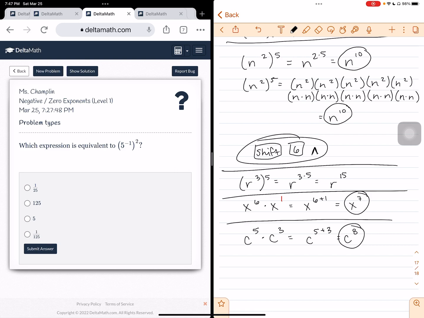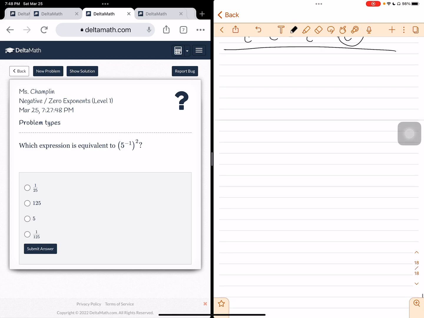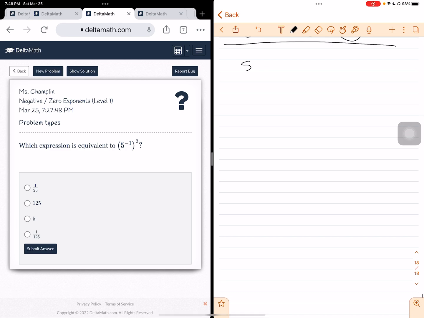All right, which expression is equivalent to 5 to the negative 1 squared? So, first thing we ought to do is make sure you guys know how to simplify 5 to the negative 1 squared. There's a couple ways you can tackle this problem.